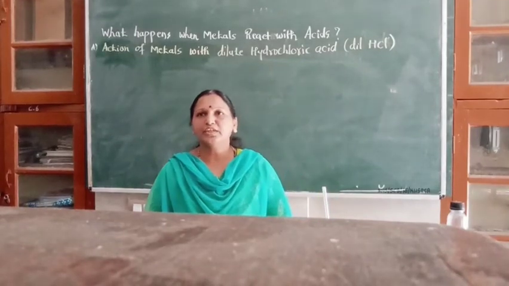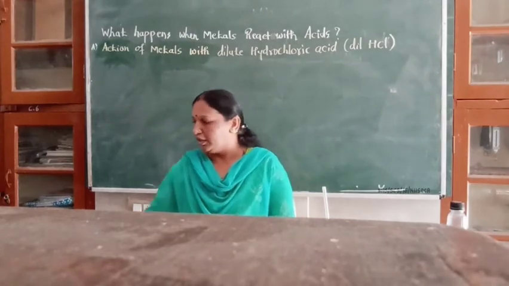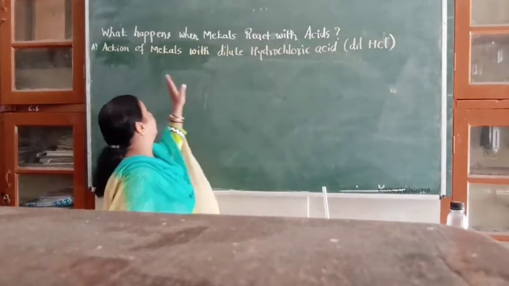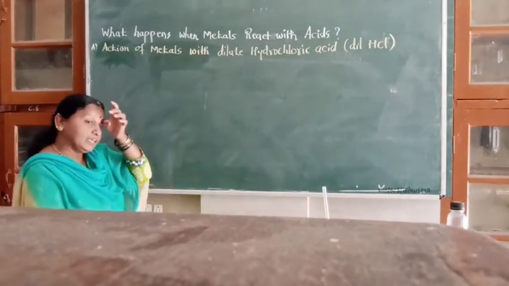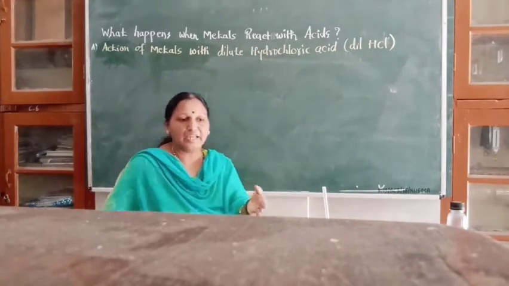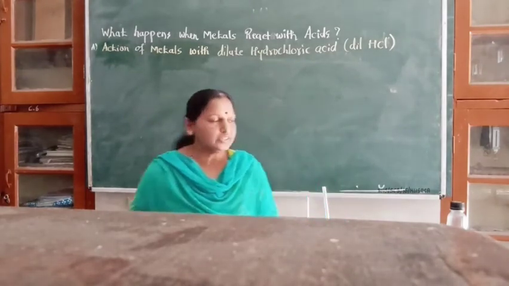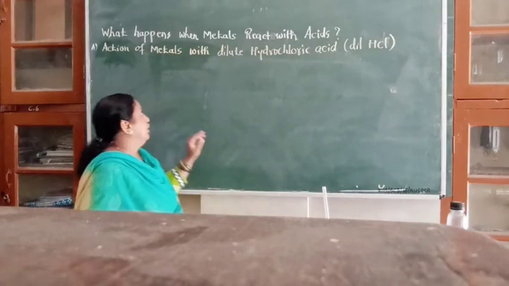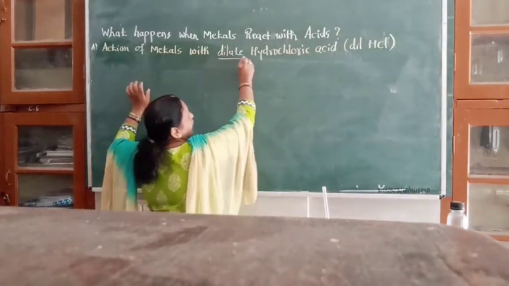So dear students, again we are continuing this topic, that is metals and non-metals. Today we are going to see what happens when metals react with acids. In that case we have three acids here, that is hydrochloric acid, nitric acid and sulfuric acid. First we are going to study how the metals react with dilute hydrochloric acid.